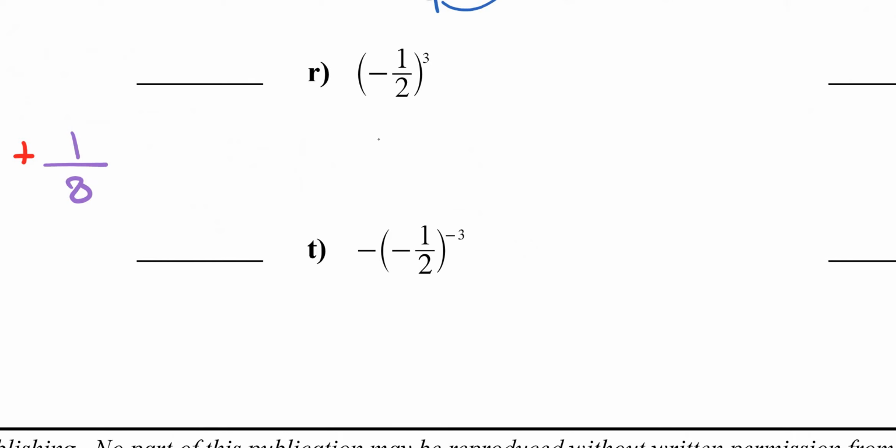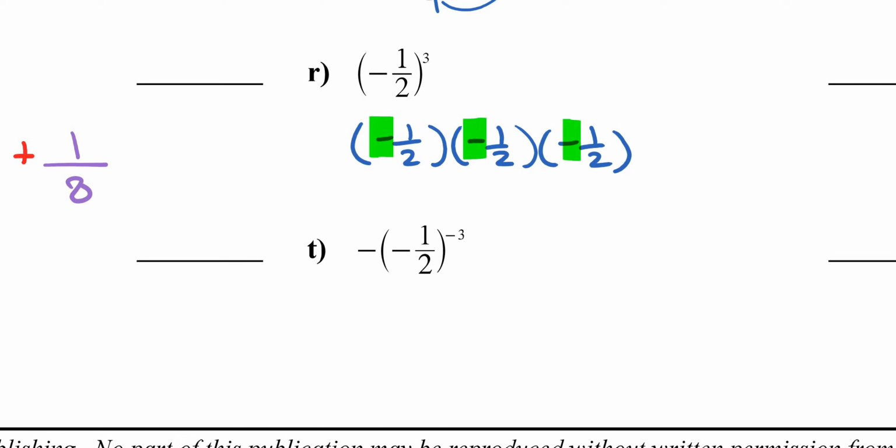And for letter R, there's power 3 there, so everything in the brackets gets multiplied by itself 3 times. You'll notice that we have 1, 2, 3, an odd number of negative signs, so that's going to be negative. And then you just multiply the tops. 1 times 1 is 1, 1 times 1 is 1. And then 2 times 2 is 4, and 4 times 2 is going to be 8. So negative 1 over 8 for that one.